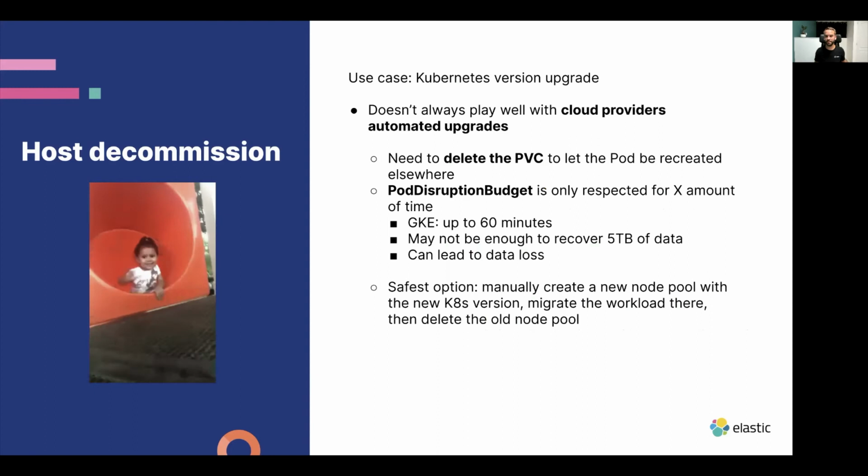And usually, if you enable the automatic version upgrade of cloud providers, they're going to do the drain mechanism automatically, without you being required to do something on the cluster. But that mechanism is definitely not going to delete the persistent volume claim. So this is something you have to plan for.